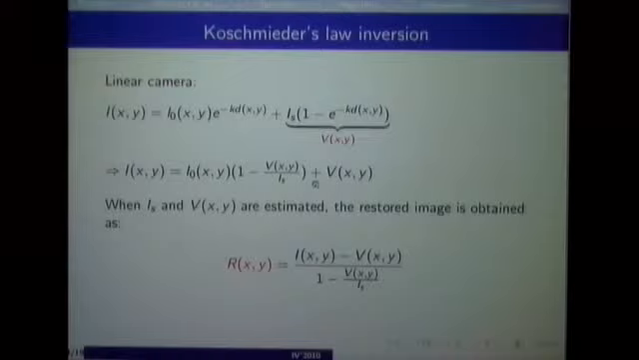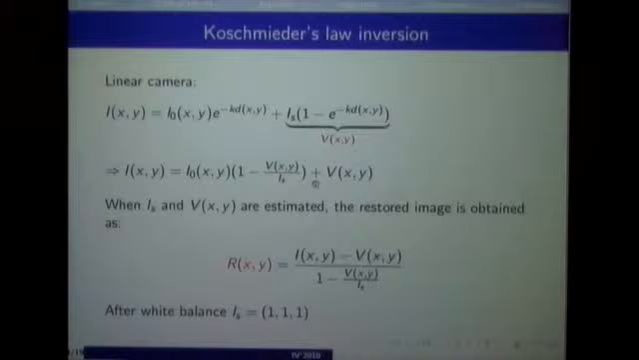But how to estimate IS and V? For IS it is quite easy, because in fact it corresponds to the color of the sky. So it's a kind of white balance.